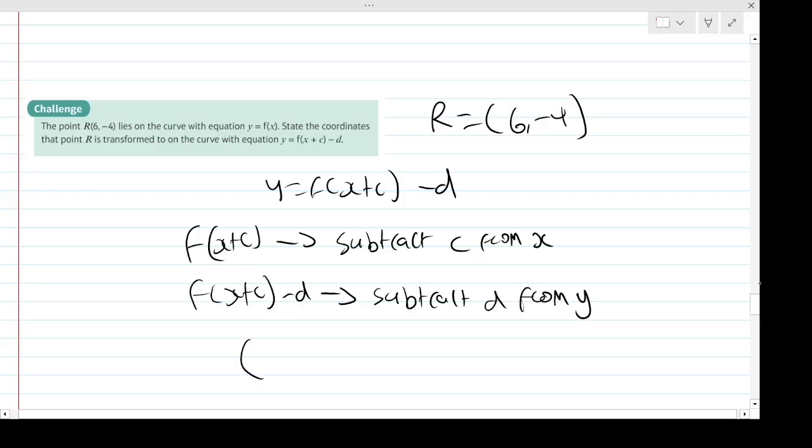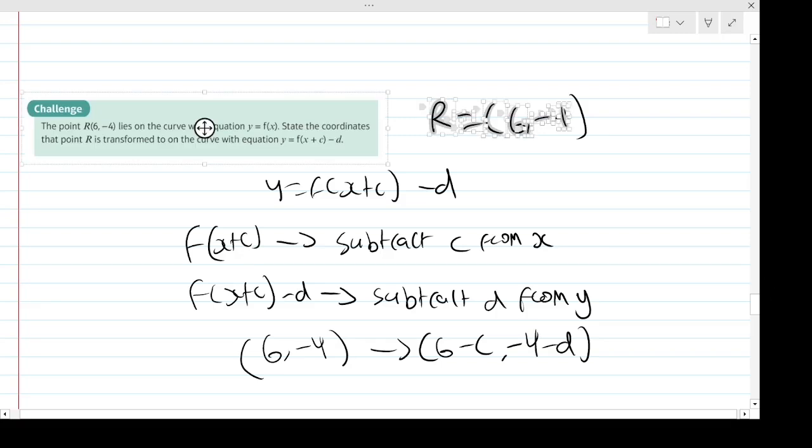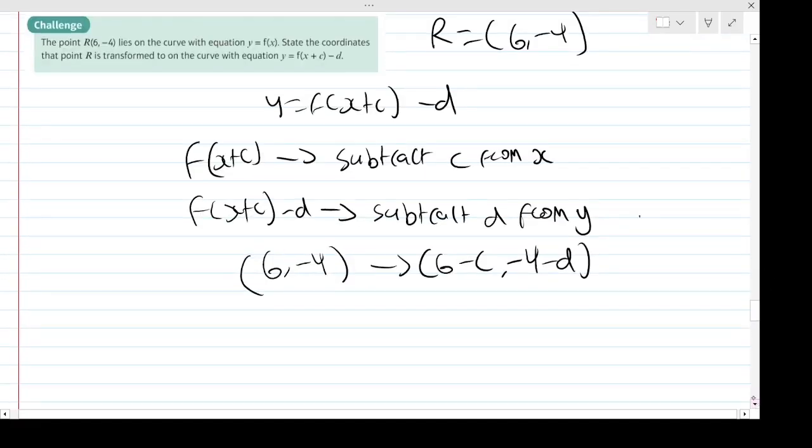So therefore, with these 2 points that I've just done, 6, minus 4, firstly, I need to subtract c from x because I have f of x plus c, so I do the opposite of what's in the function itself. So 6 minus c will be the new x value. Then for y, I need to subtract d from y to get the transformation. So I do y minus d, and that'll be the new transformed point. But y was minus 4, the original y value, so minus 4 minus d. Okay, cool. Hopefully you see what we've done there.